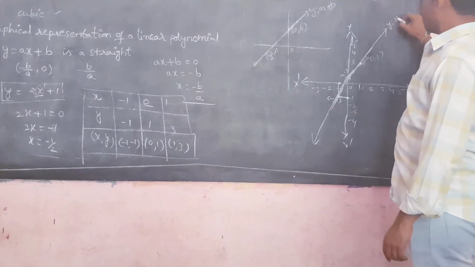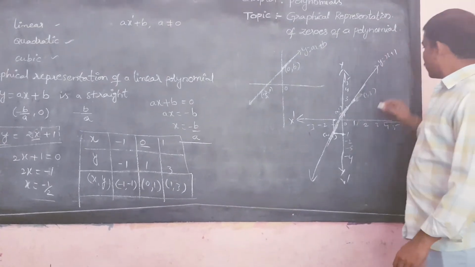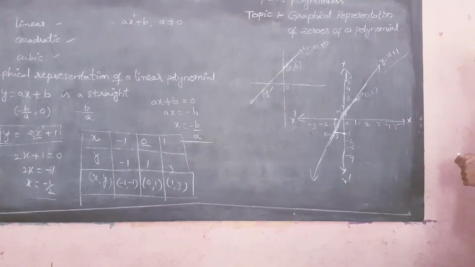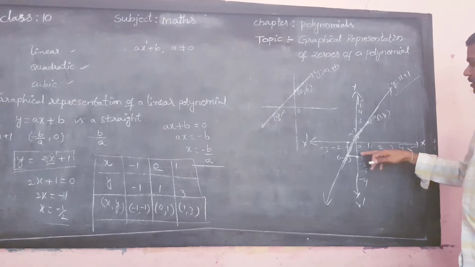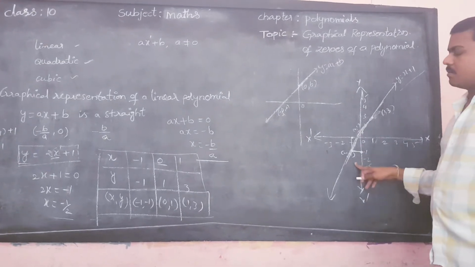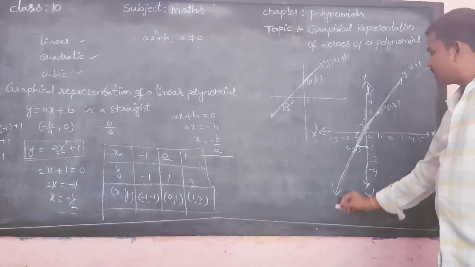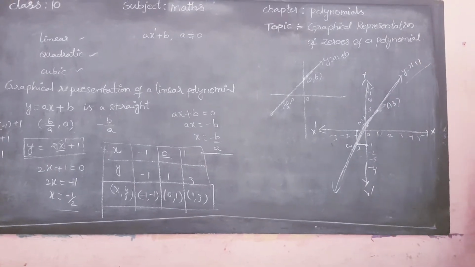y is equal to 2x plus 1. So this is the straight line. Join (1, 3), (0, 1) and (-1, -1). So we get the straight line, that is y equals 2x plus 1.